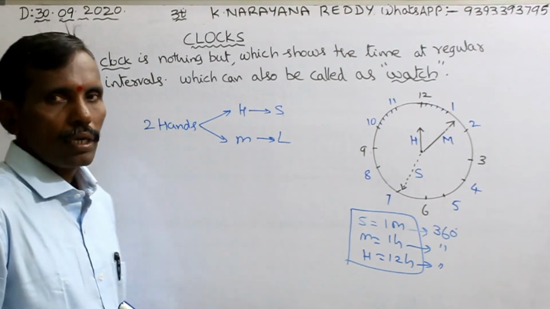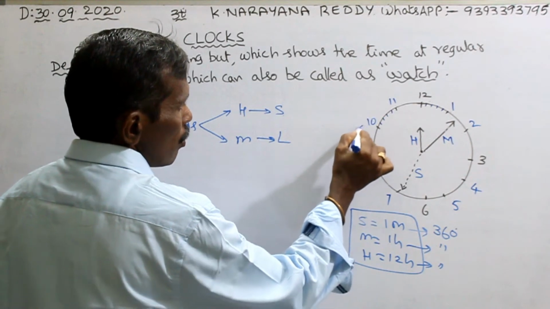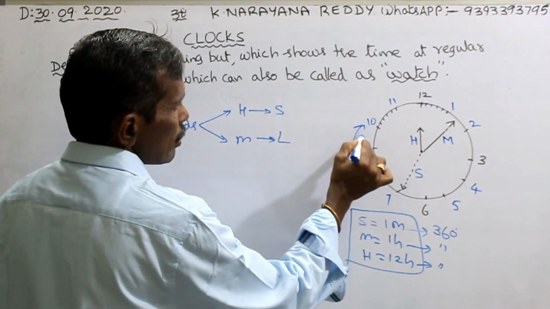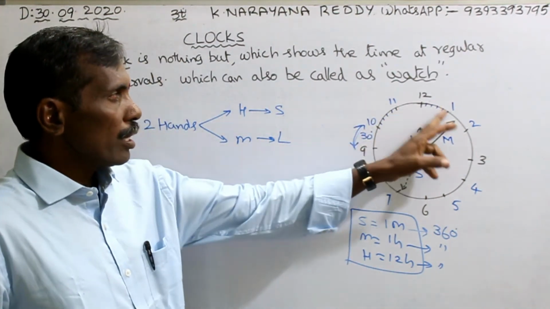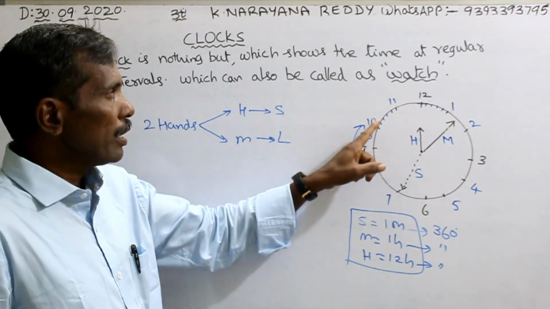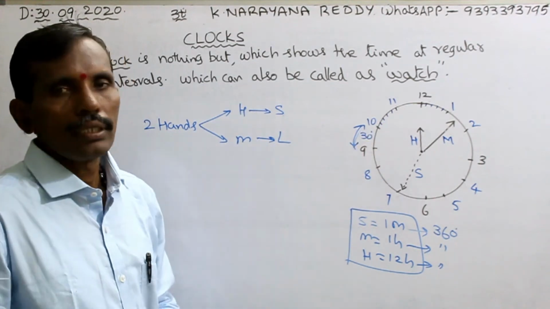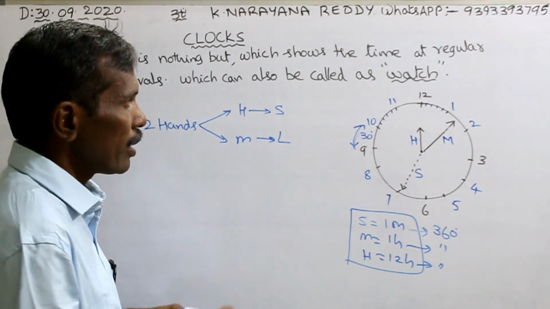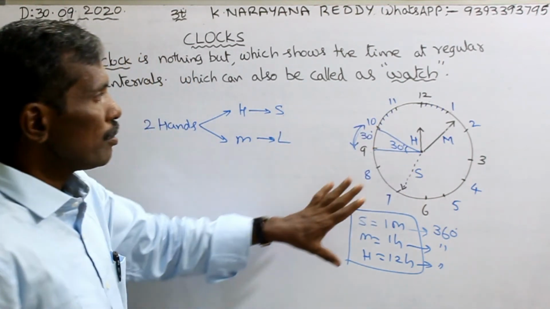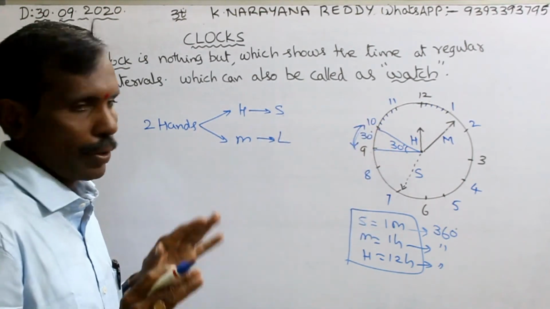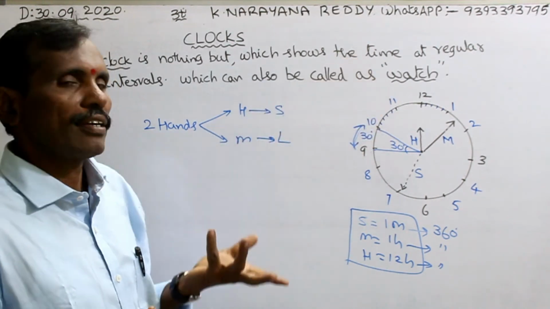Now please observe here. From here to here, what is the angle? It is 30 degrees. Why? Because there are totally 12 gaps. Each gap, each part is 30 degrees. That means 12 into 30 is nothing but 360 degrees. That is why each part makes an angle of 30 degrees. This is an important part observed in clock. Now, that means what? There are 5 spaces. 5 into 6, 30. Simple.